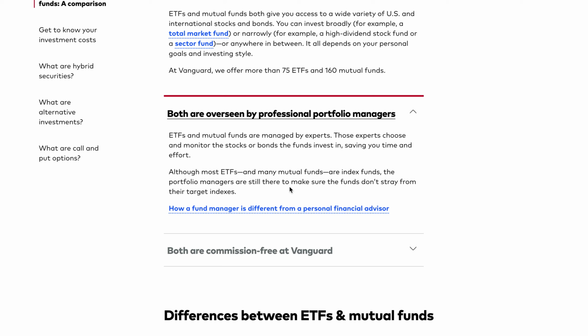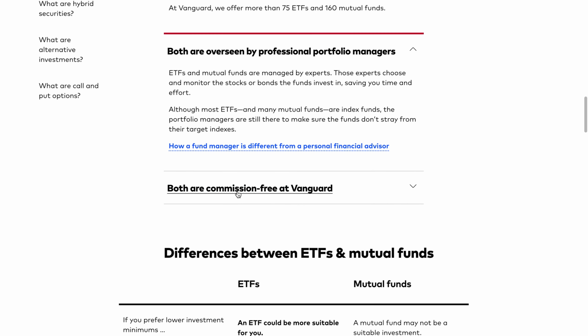ETFs and mutual funds are managed by experts. Those experts choose and monitor the stocks or bonds that the fund invests in, saving you time and effort. Although most ETFs and many mutual funds are index funds, the portfolio managers are still there to make sure the funds don't stray away from those target indexes or indices. Like we said, they're trying to copy these indexes, and the PMs are there to make sure that they are pretty much in line with those indexes.